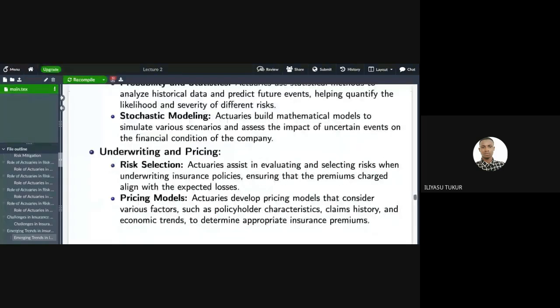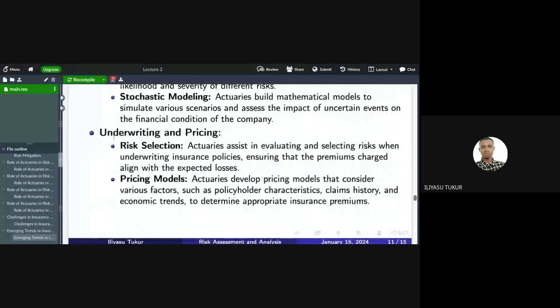For example, simulating various scenarios and assessing the impact of uncertain events on the financial condition of the company. We have also underwriting and pricing. They assist in evaluating and selecting risks when underwriting insurance policies, ensuring that the premium charged aligns with the expected losses. They develop pricing models. There are different kinds of pricing models, which we are going to look at some of them, such as claim frequency and claim severity. Mostly this is the standard classical pricing that we use.